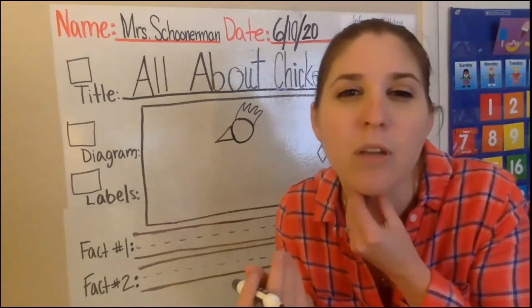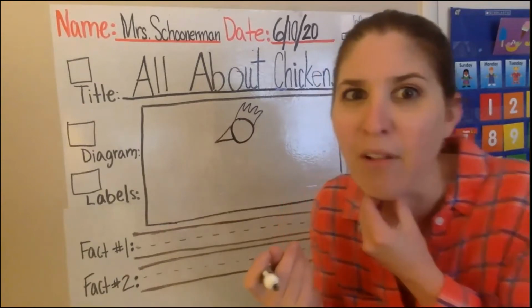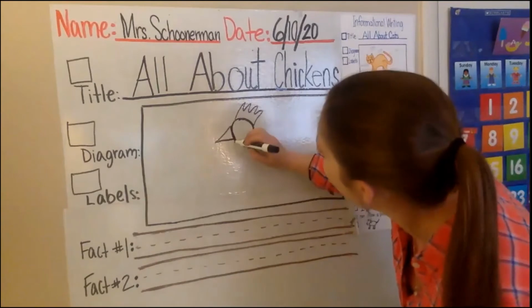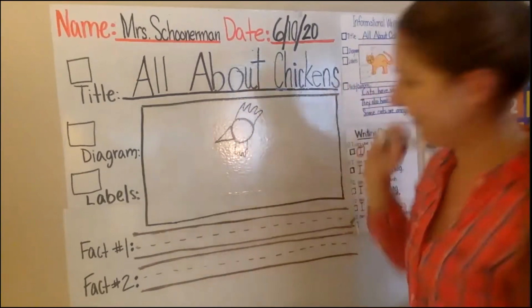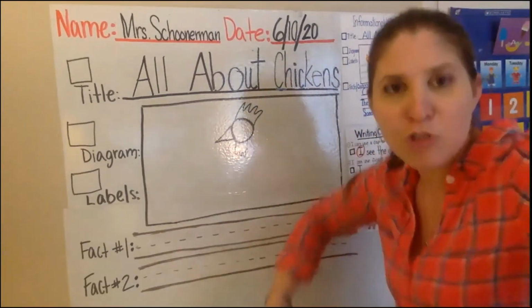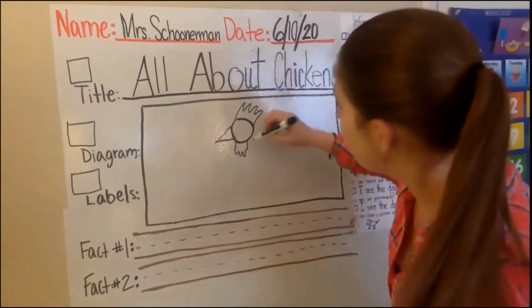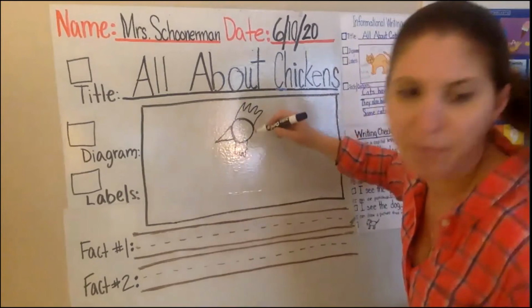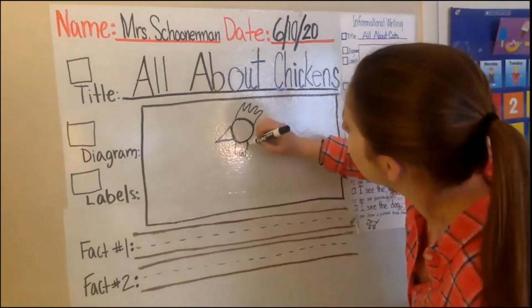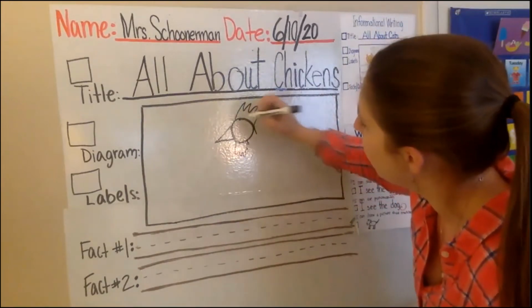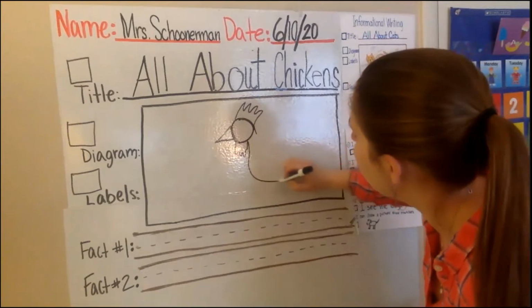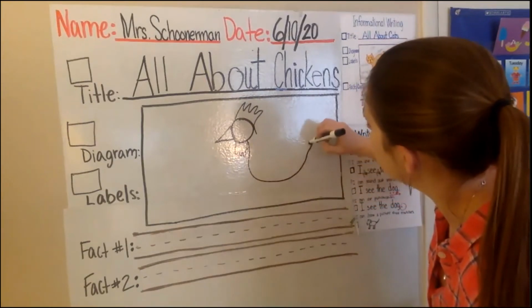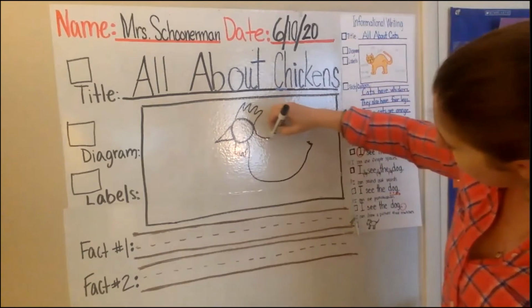They also said they've got this thing that hangs from their neck. Do you remember what that was called? It's called a waddle. So I'm going to add the waddle down here. There we go. And then that chicken has got a body that's covered in feathers. So here's the head, and here comes the body. It's got a little tail feather at the back there.